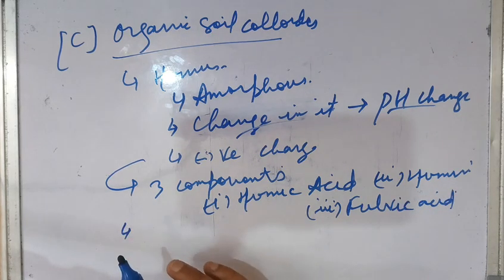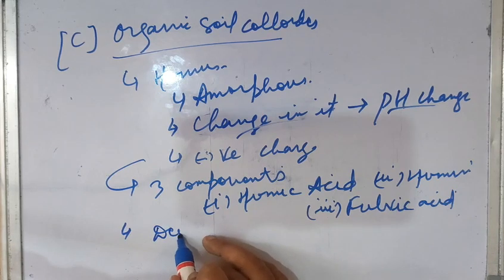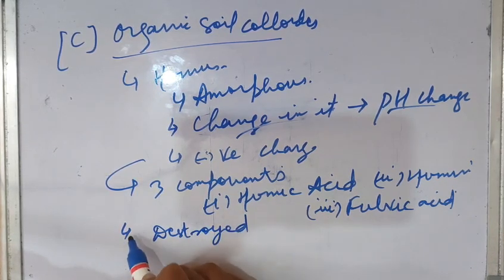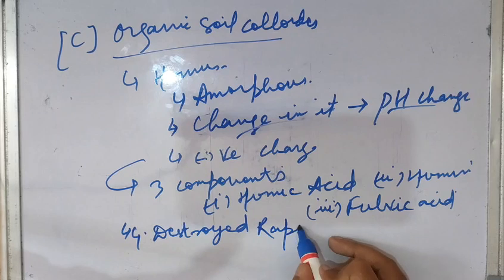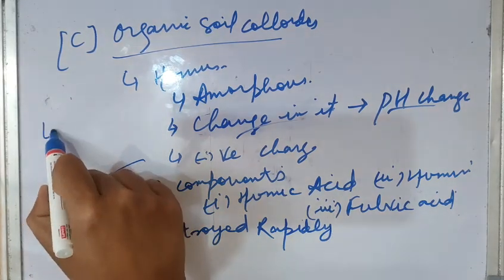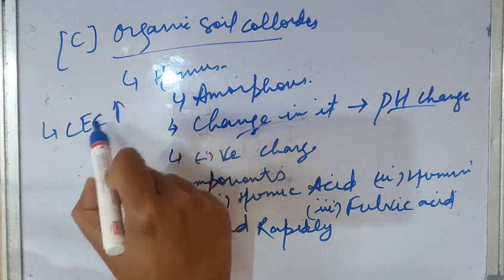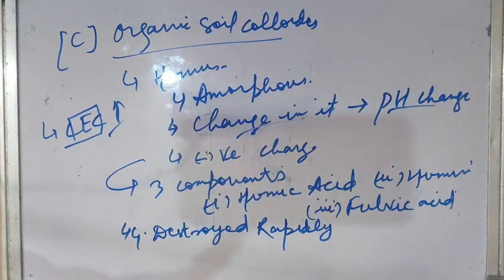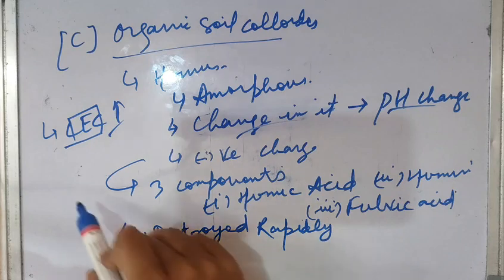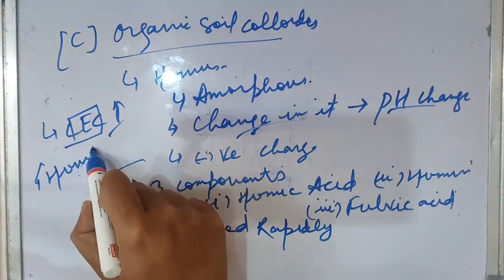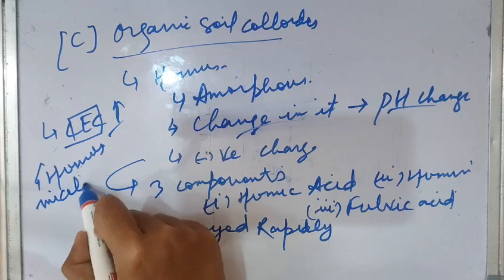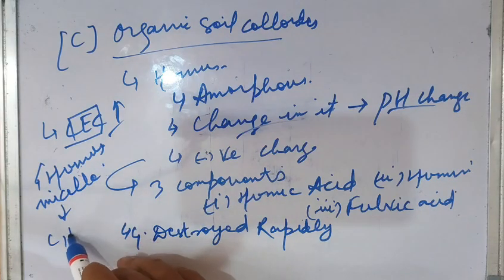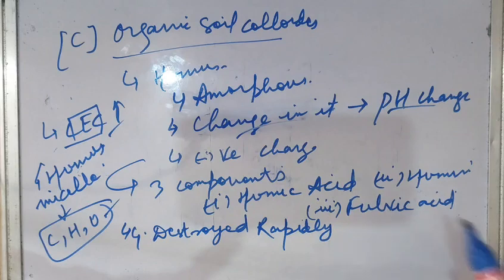It gets destroyed rapidly. Here its CEC, that is cation exchange capacity, is high, and the humus micelle is composed of carbon, hydrogen and oxygen, CHO. As we all know, humus is derived from organic components. So this is about organic soil colloids.